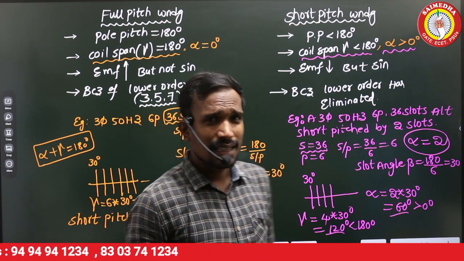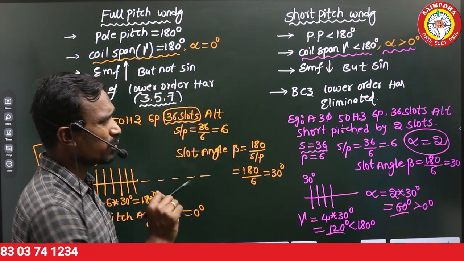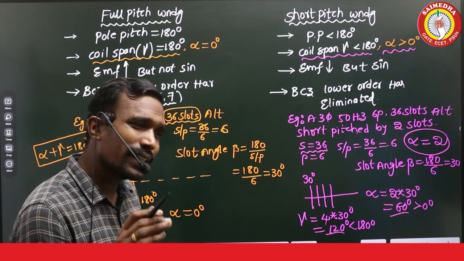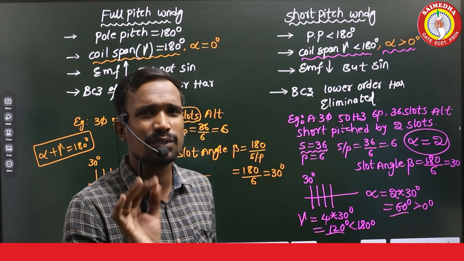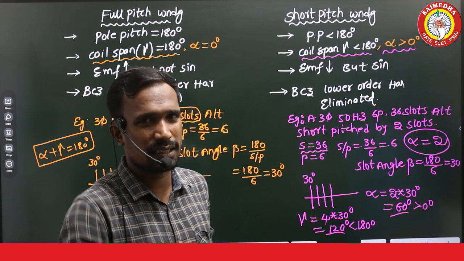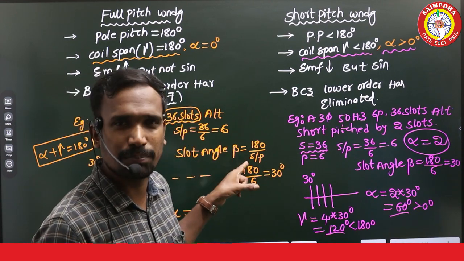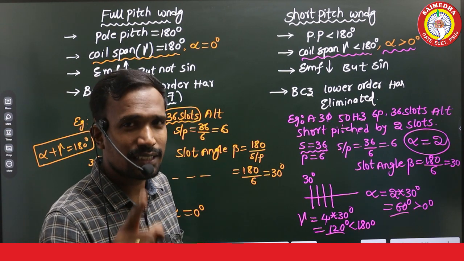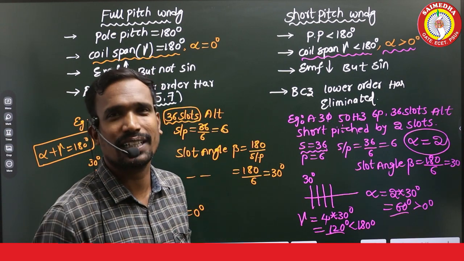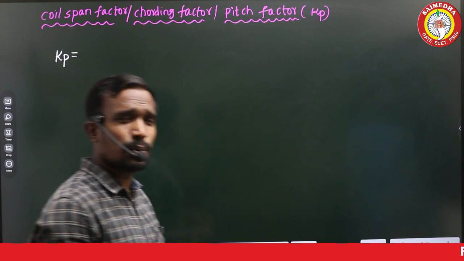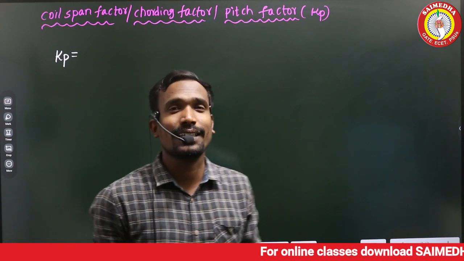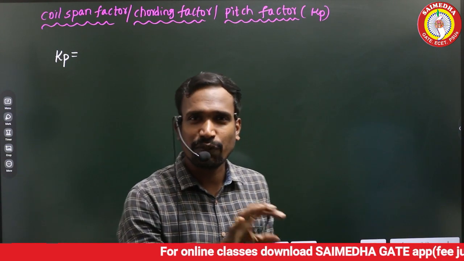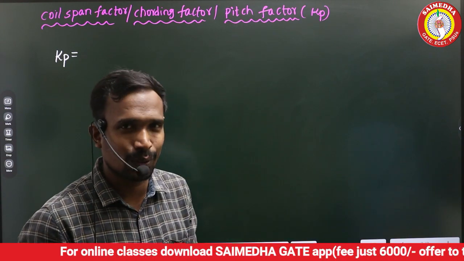Okay guys, let's see how we can reduce the harmonics, and what the pitch factor, coil span factor or chording factor is. That is very important, both numerically and theoretically. Let's go for the next concept. We are going to discuss the coil span factor or pitch factor, and from that, how we can eliminate the harmonics. What are the different angles to eliminate the harmonics?